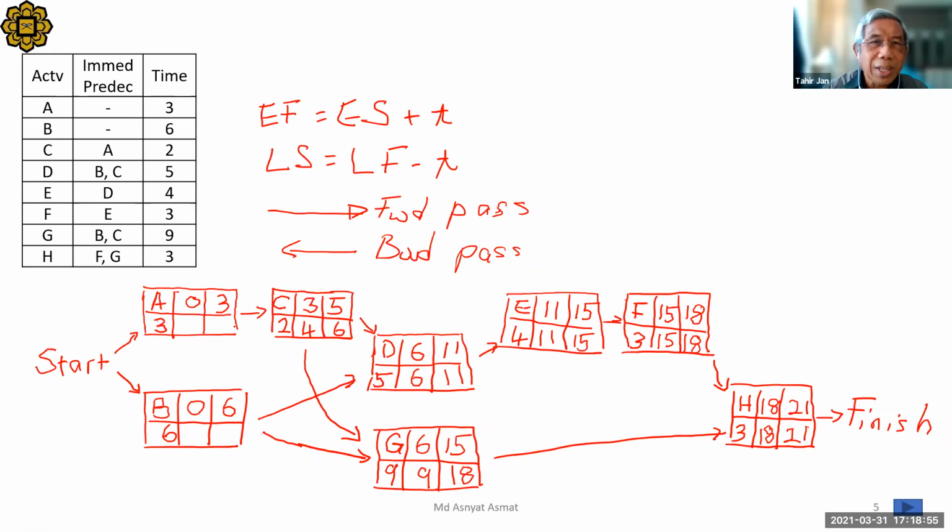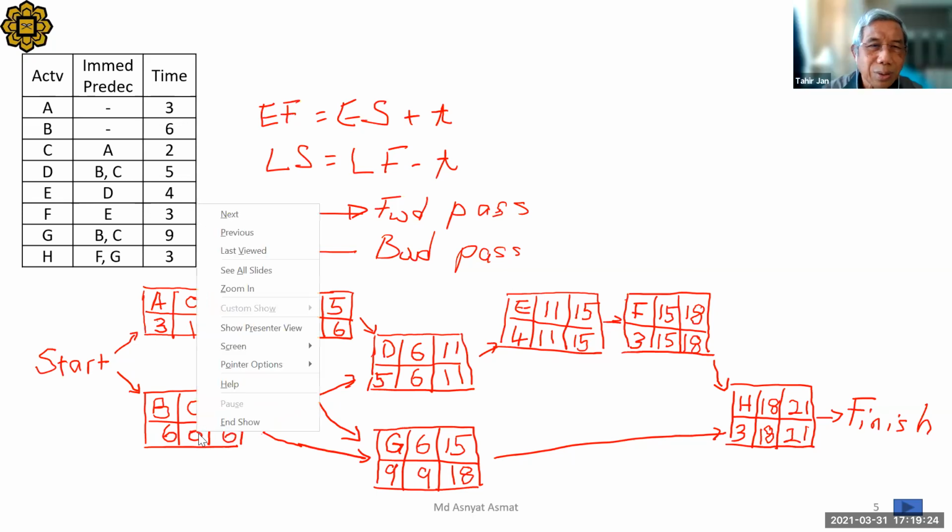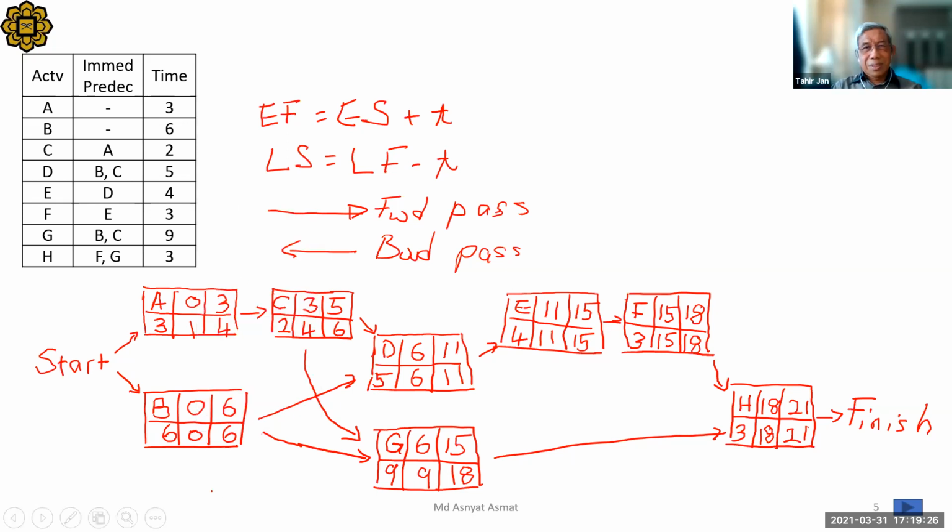Then can we go to A? Late finish? Okay, 4. Late start, 1. And then here, B, late finish, 6. You also have two successors, right? We have two successors, yes, D and G. So we also choose the lower value, 6. Then 0. Good.